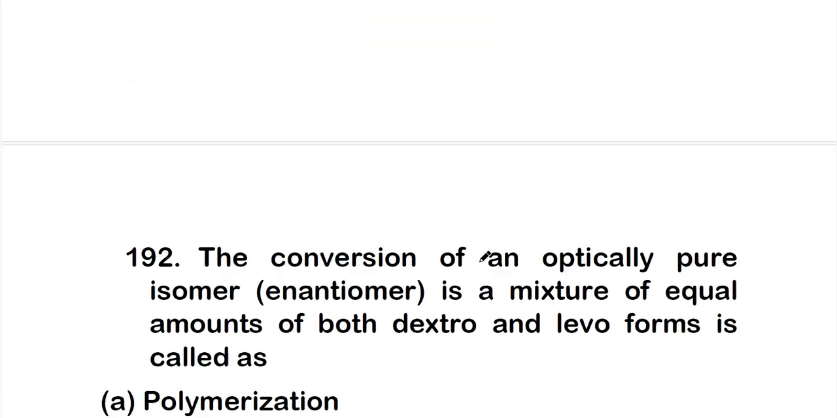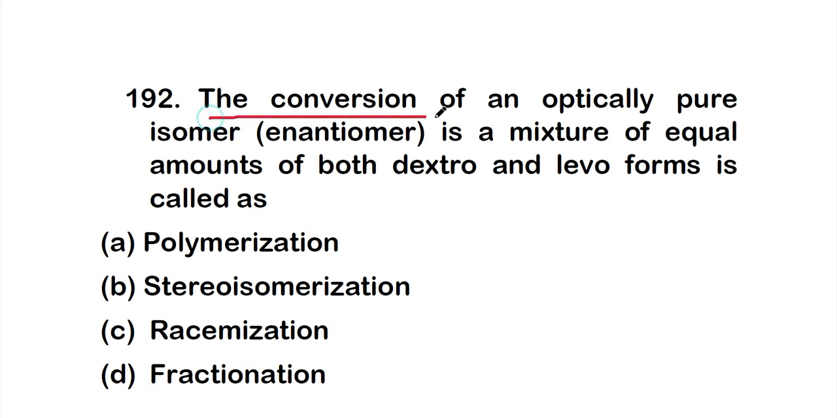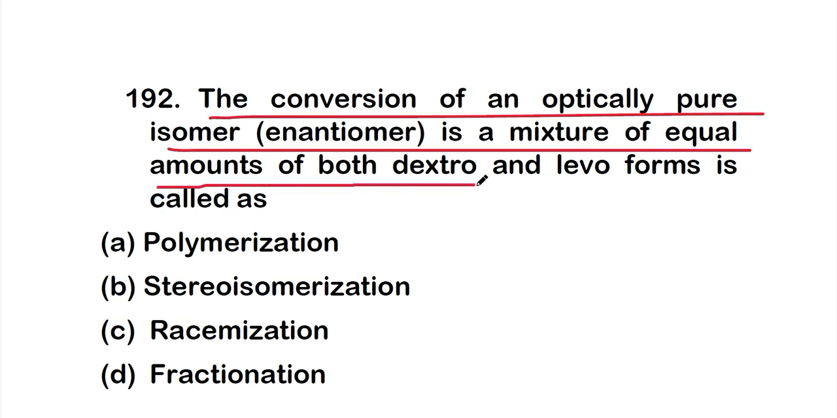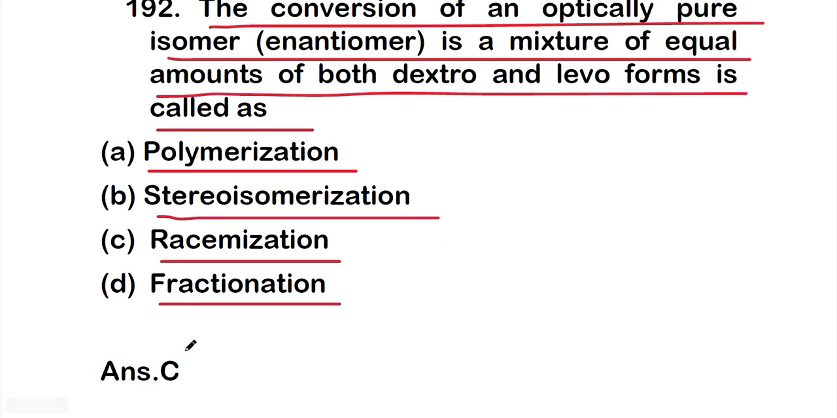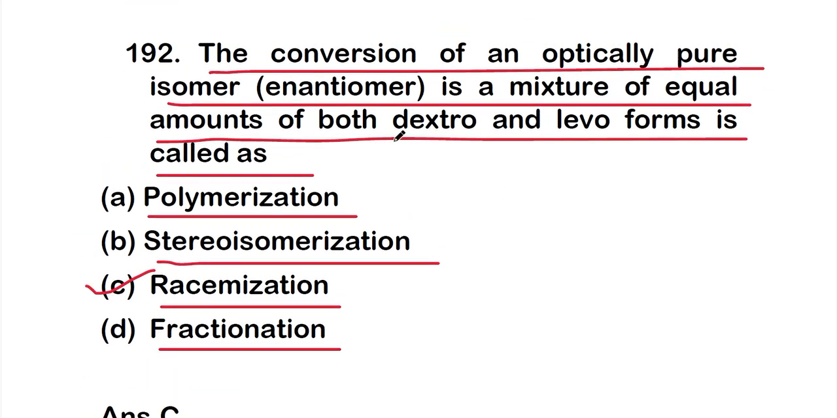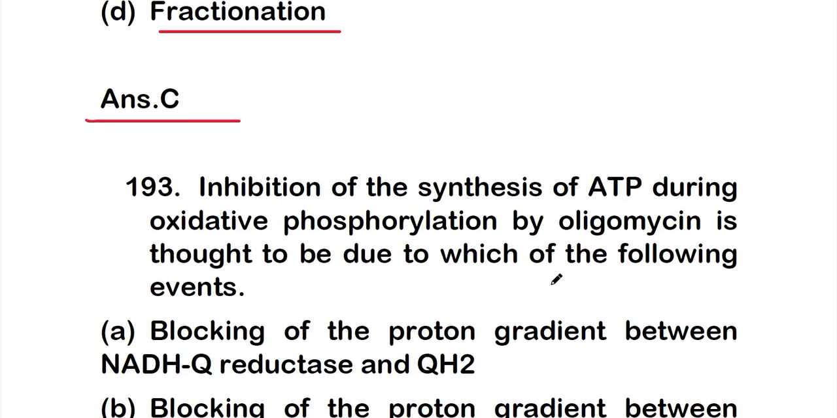So next is 192. The conversion of an optically pure isomer, that is enantiomer, into a mixture of equal amounts of both dextro and levo forms is called: option A, polymerization; option B, stereoisomerization; option C, racemization; or option D, fractionation. And the right one is option C, that is racemization. So the conversion of an optically pure isomer into a mixture of equal amounts of both dextro and levo forms is called racemization. Okay, so next question, let's see.